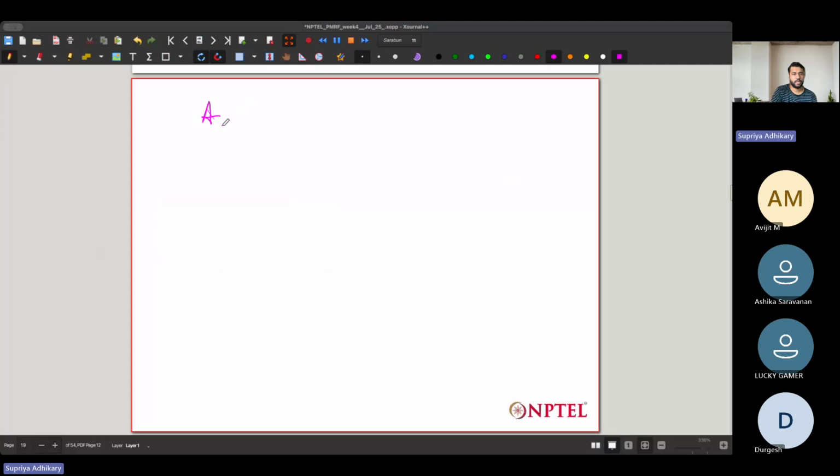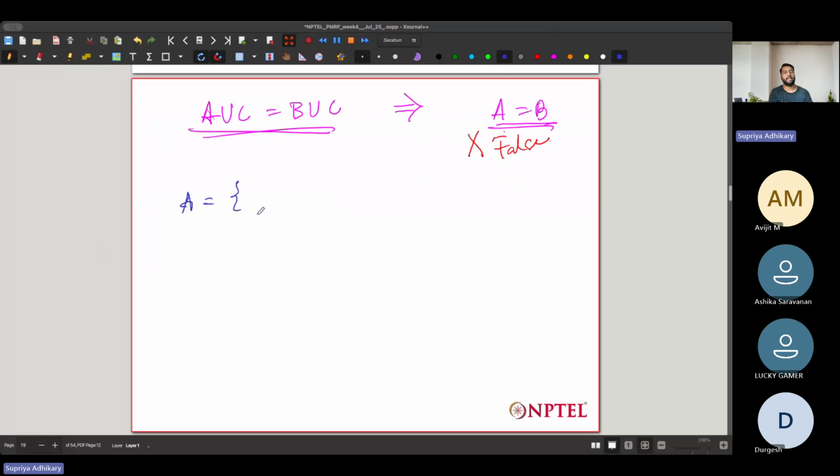First, it says that A union C is equal to B union C, and then it should imply that A is equal to B. We are going to show that this is not true, that is, it is false. So basically, we're just going to give some example. Let us consider that A is our set {1, 2, 3}, and C is the singleton set {4}. And consider B as our set {1, 2, 3, 4}.